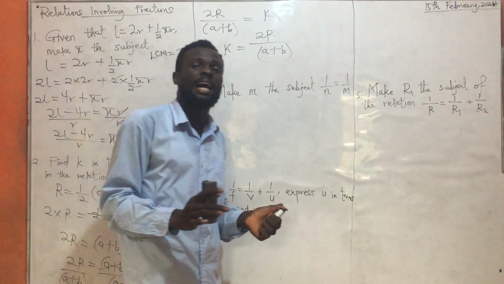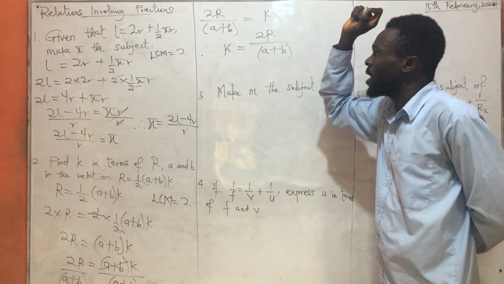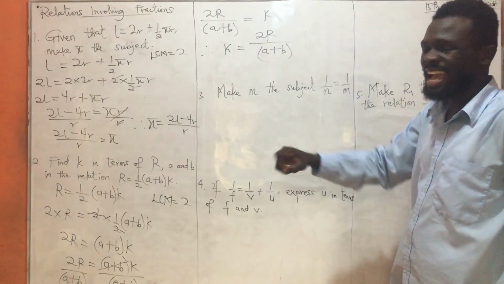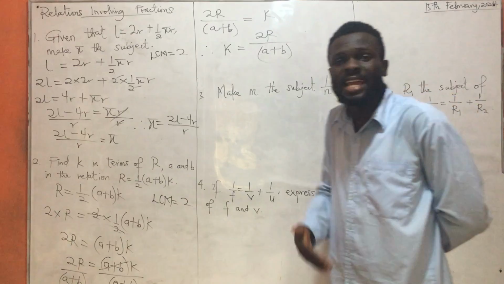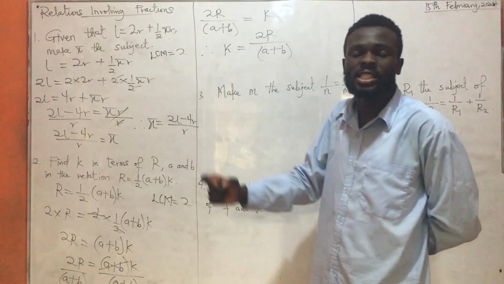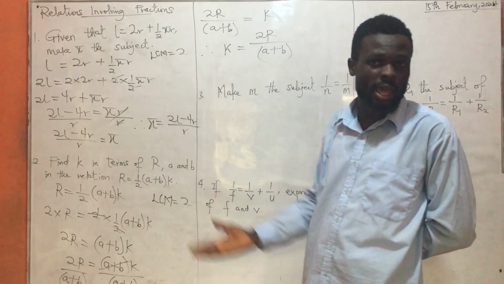So in simple language, whenever you are making a variable the subject and the relation involves a fraction, find the LCM and multiply each of the terms in the relation by your LCM.